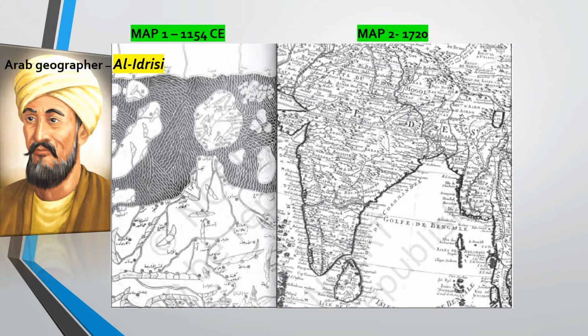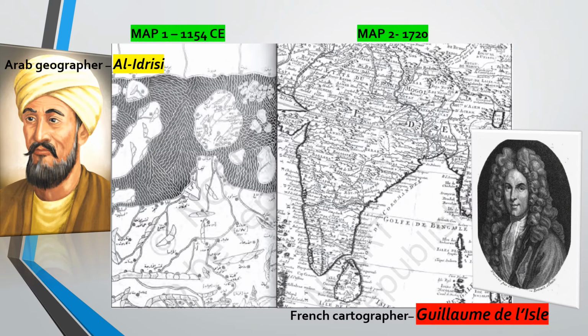Map 1 was made in the year 1154 by an Arab geographer named Al-Idrisi. Map 2 was made in the year 1720 by a French cartographer named Guillaume d'Isle. Can you find the transformation of the maps across many years?